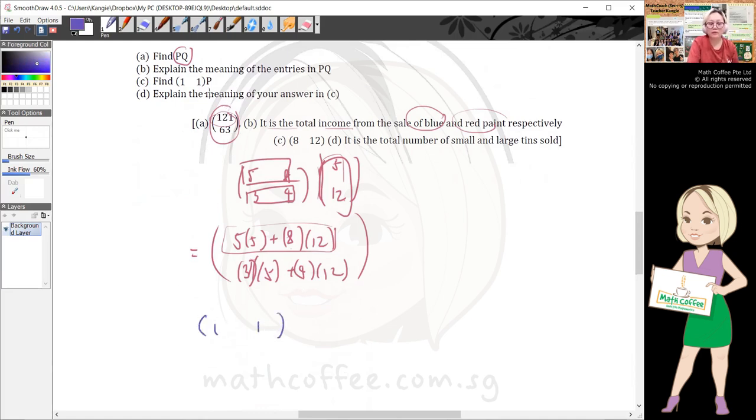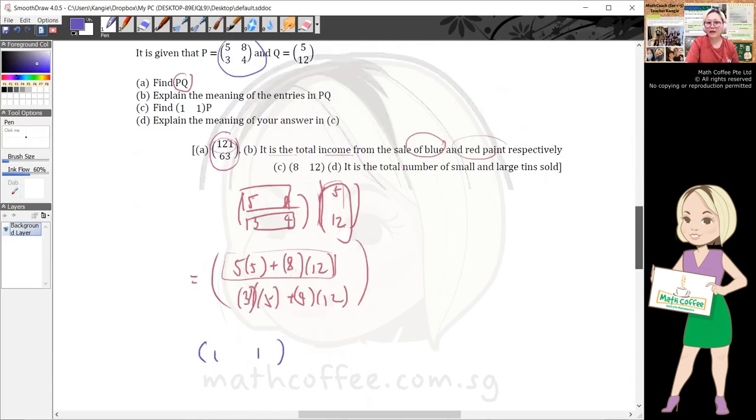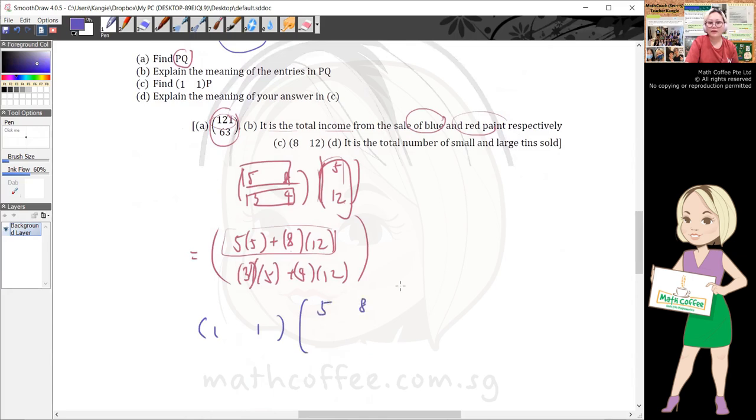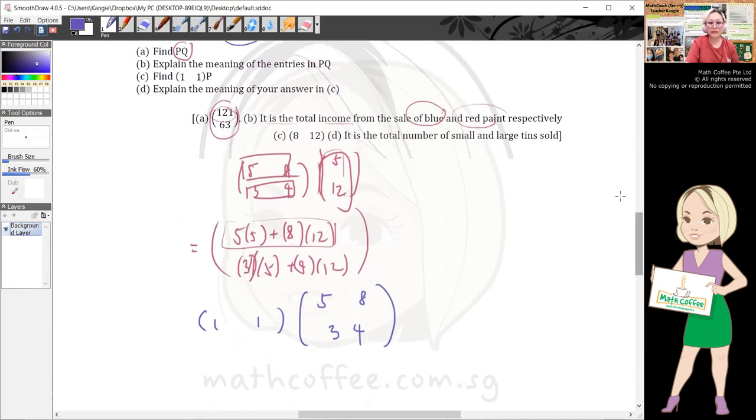My P was this one. No, P is the top one, this one. So 5, 8. So you put here 5, 8, and 3, 4. So of course, what you have to do is, this is 1 row, 2 columns, so it's a 1 by 2. This is a 2 by 2. Correct. So I know my ending is a 1 by 2.